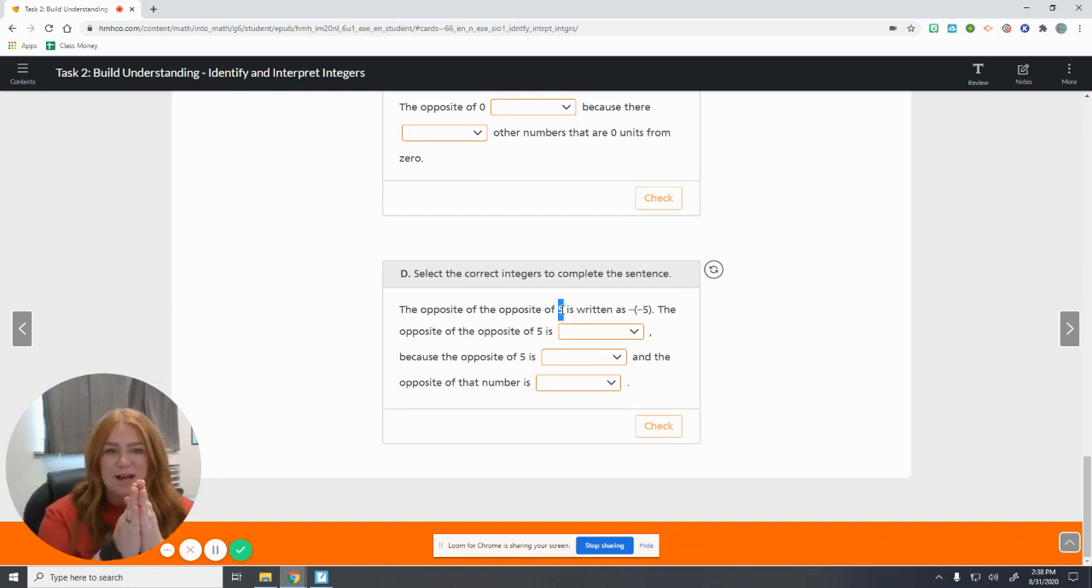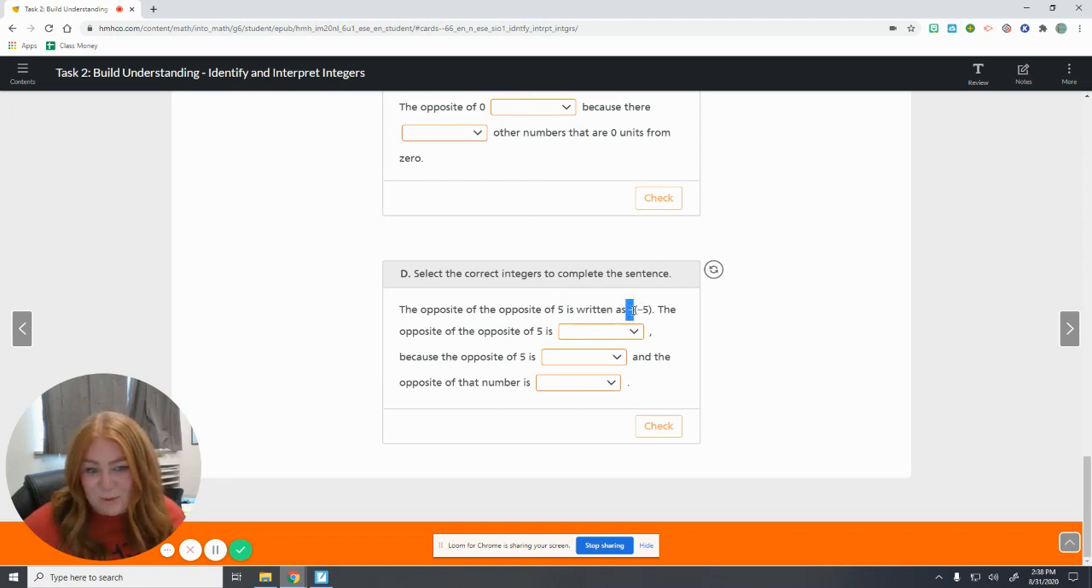The opposite of 5, if I'm at 5 on my number line, I need to go the opposite way from 0, so 5 makes it -5. Now the opposite of -5 is +5. So all we did was we found the opposite and then the opposite again, which gave us what we started with. So we would write that as negative.